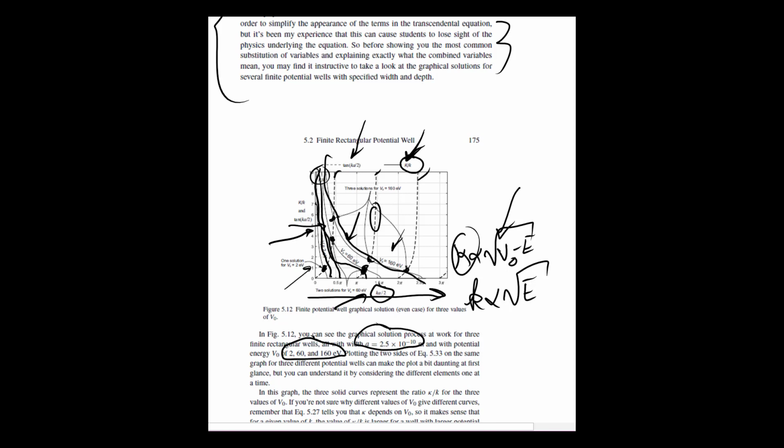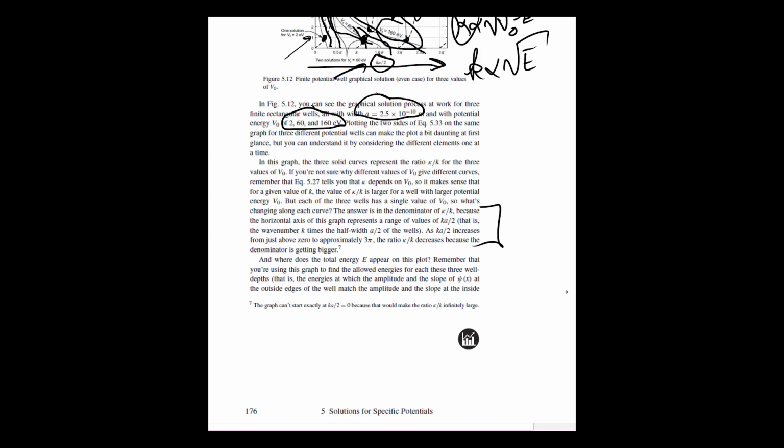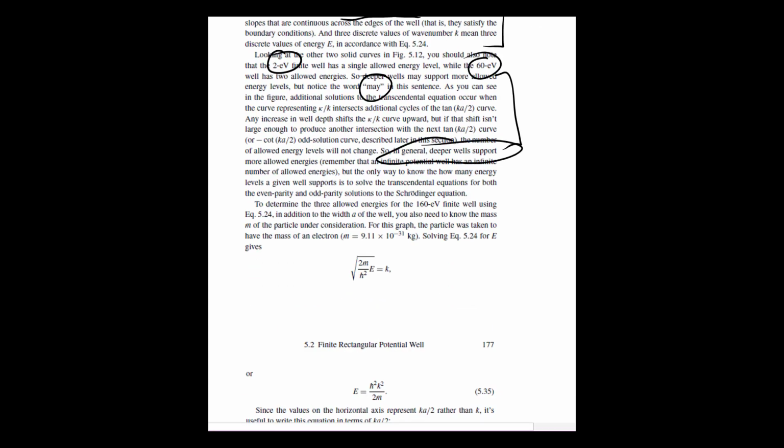Likewise, at 60 eV we got 2 solutions. At 70 we still would only have 2. But by the time we get to 160, we're intersecting this third tangent Ka over 2 curve, so we do get another solution. So it says, in general, deeper wells support more allowed energies.